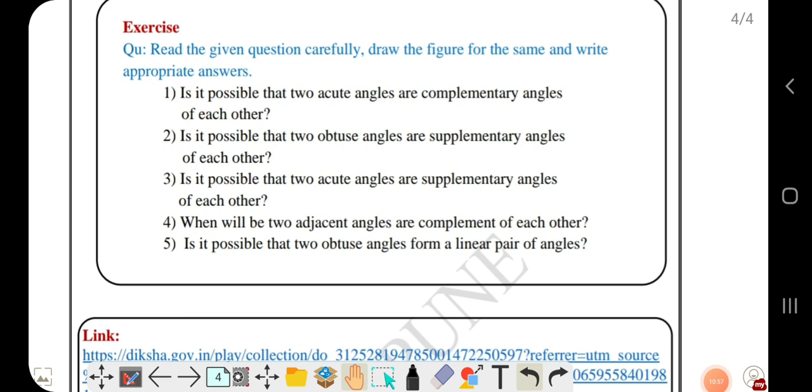The last thing that we are going to do is exercise. Exercise for today's session is like this. Question number 1: is it possible that two acute angles are complementary angles of each other?